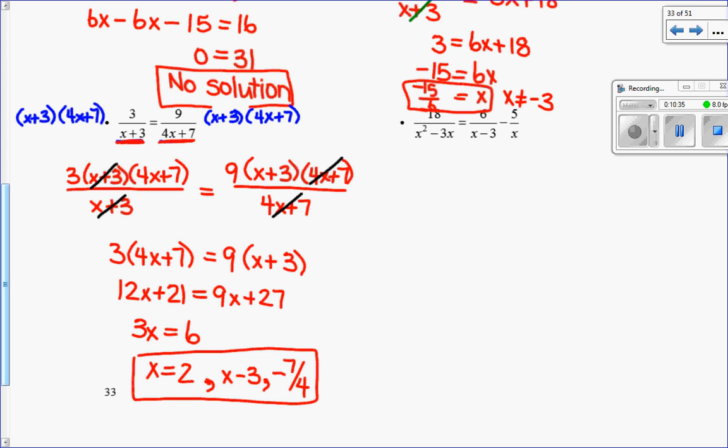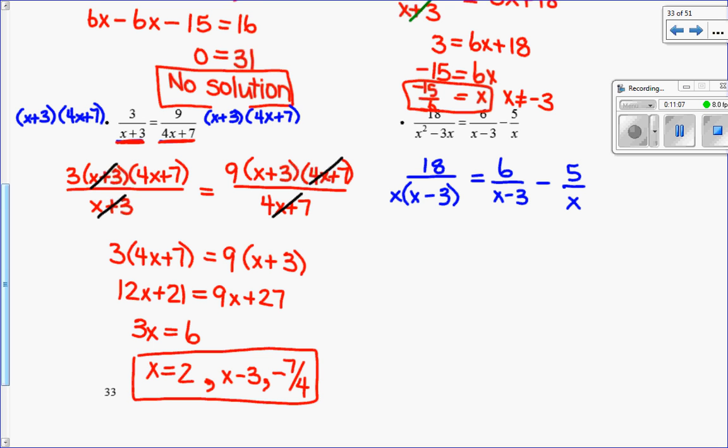Okay, the next question does have a denominator that I am going to have to factor. I can see right here that there is a common factor that I can factor out of this binomial, and that's the x. So I'm just going to rewrite the equation, but I'm going to factor the denominator. So I'm going to factor out an x. So I've got x minus 3 times x. That equals 6 over x minus 3 minus 5 over x.